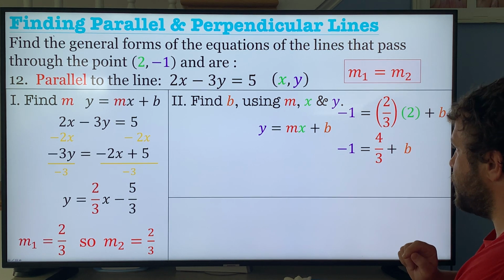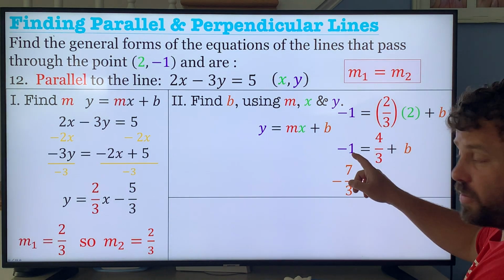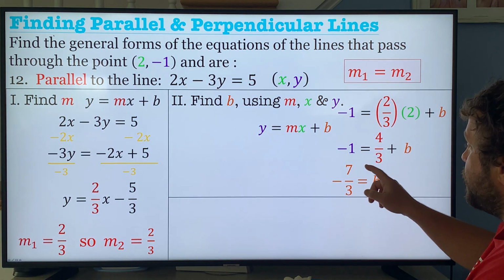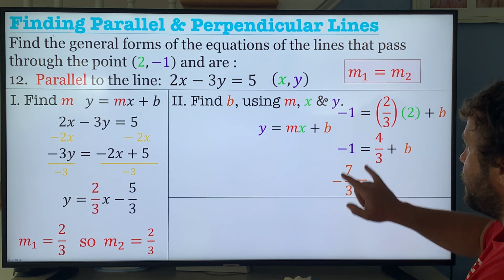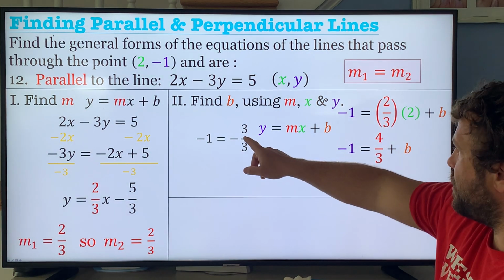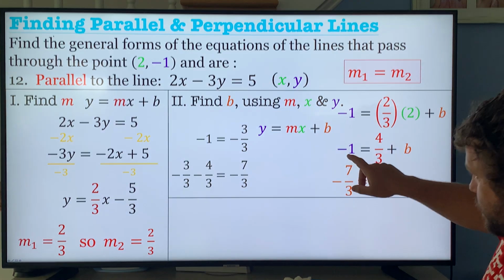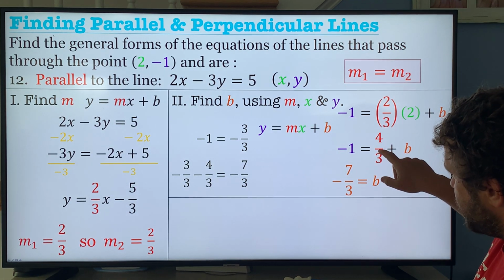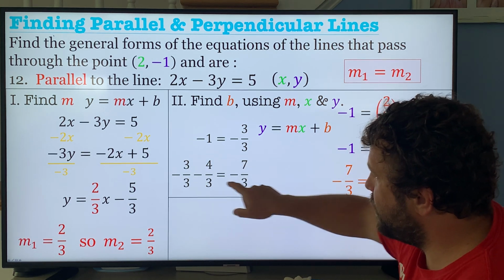I subtract 4/3 from both sides, and when I do that, this becomes -3 over 3 minus 4 over 3, so you subtract the numerators, the denominator stays the same. -3 minus 4 is -7, 3 remains 3. Okay, now this is how it worked again. -1 is -3 over 3, so -3 over 3 minus 4 over 3, -3 minus 4 is -7, and the 3's remain the same.